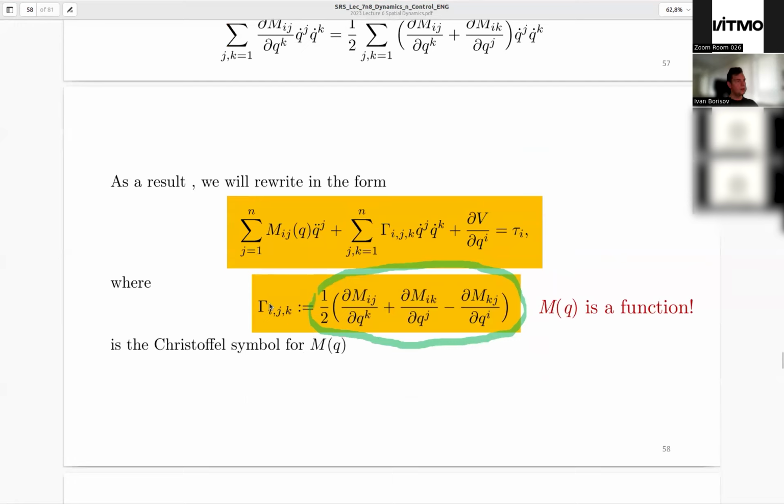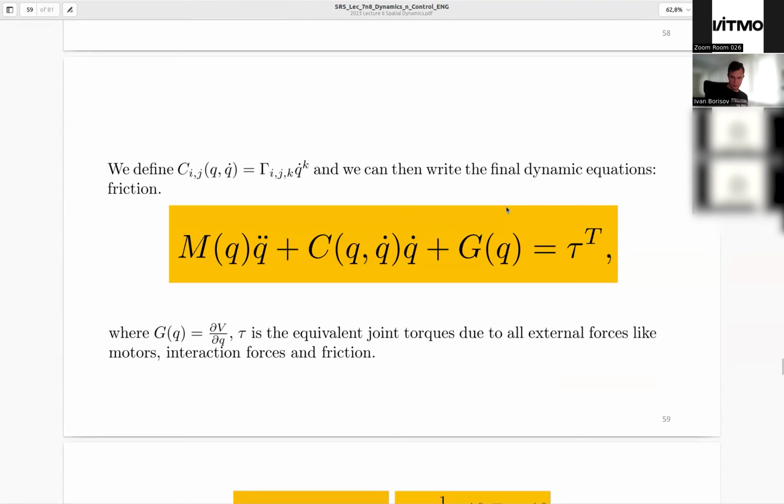Also, it's very well written in the Murray book, that is called something like Mathematical Foundations, et cetera. I do not remember the exact title, but the book is mentioned in the syllabus.